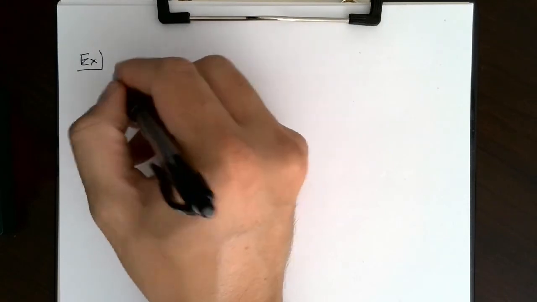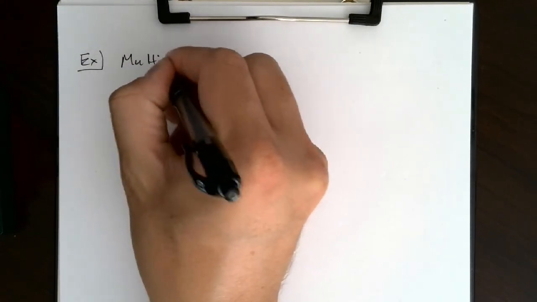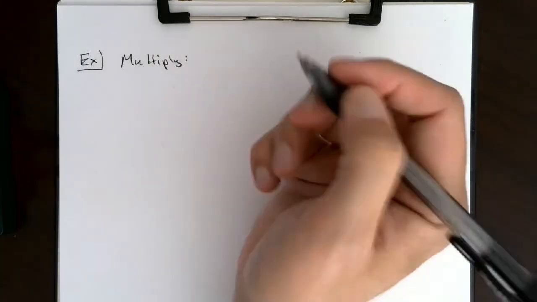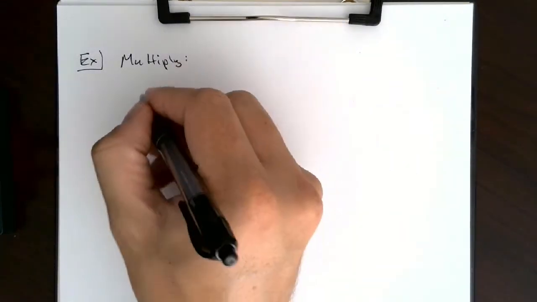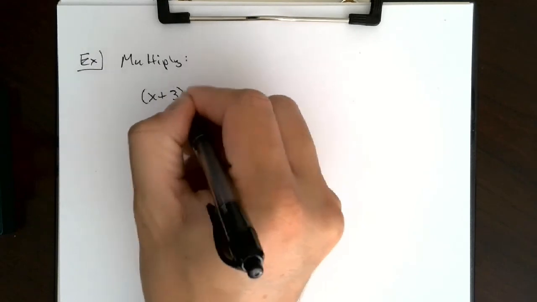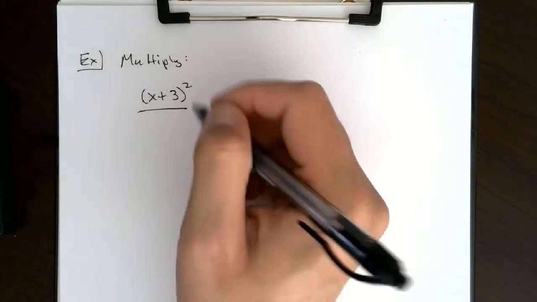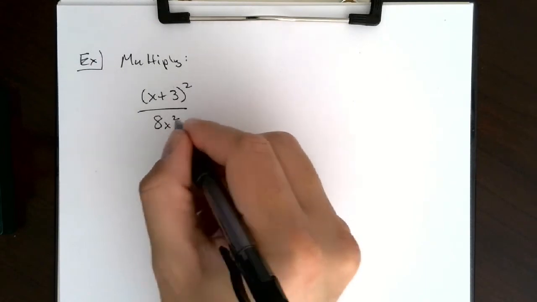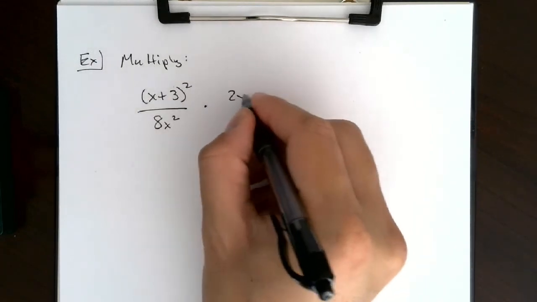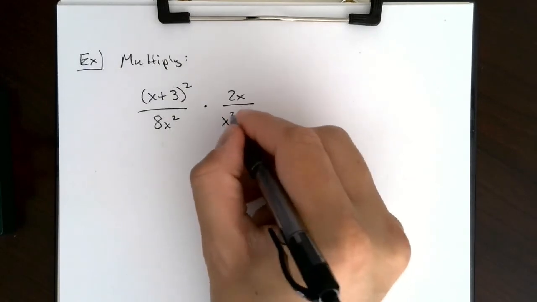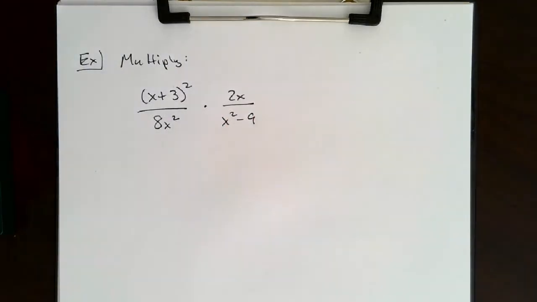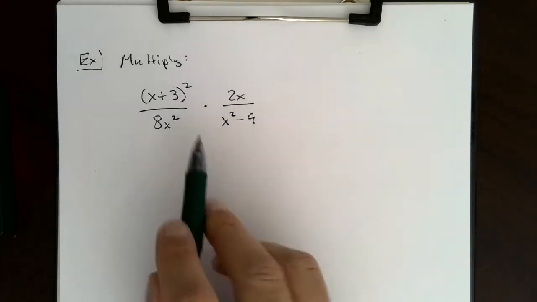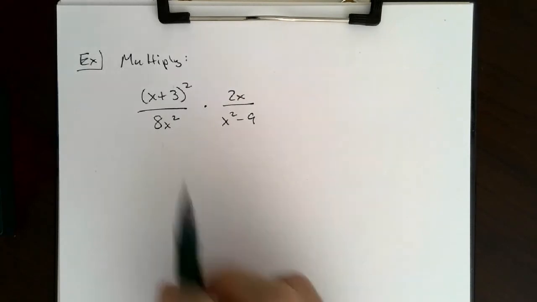If I said to multiply, now remember, it could say perform the indicated operation. I'll give you the directions, multiply in this case. But if I said to multiply x plus 3, the quantity squared, over 8x squared times 2x over x squared minus 9. First off, we're multiplying rational expressions. You see that they're fractions, right? That's what makes them rational expressions. And when you multiply rational expressions, even if I said perform the indicated operation, this times symbol tells you that the operation is multiplication.